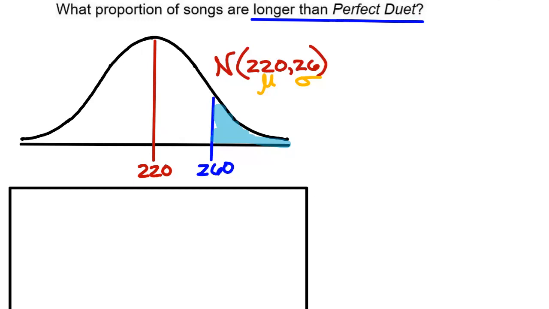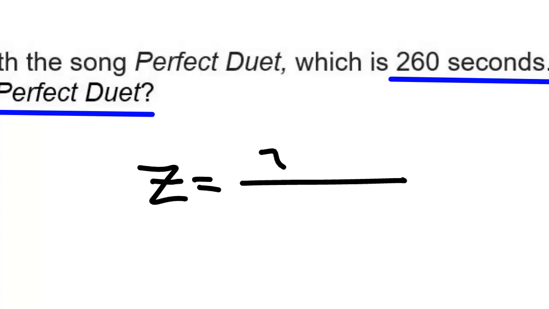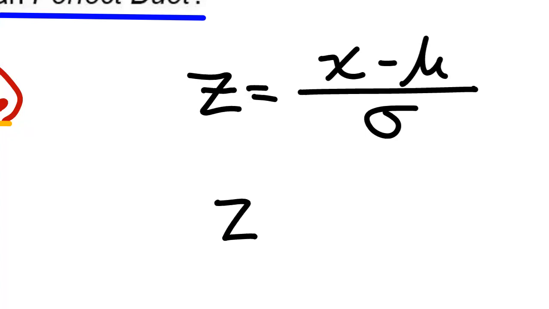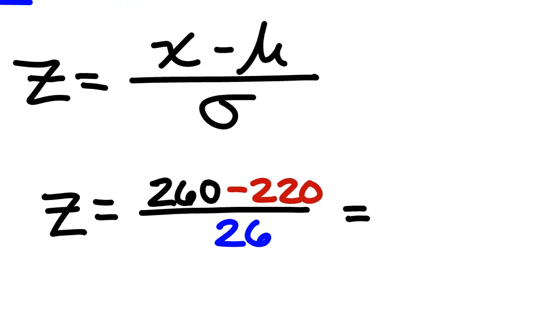I need to change this into a z-score. How do we find z again? Value minus mean divided by the standard deviation. So let's do that here. Z equals, what's our value? 260 minus our mean, 220, divided by 26. What do we get? 1.54.